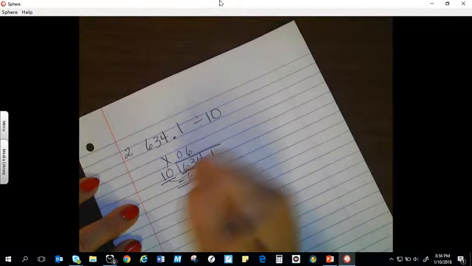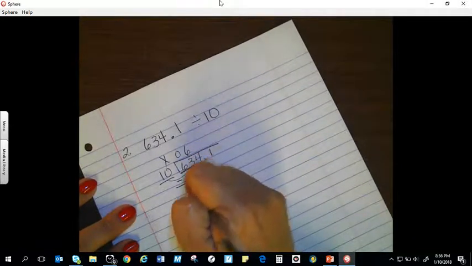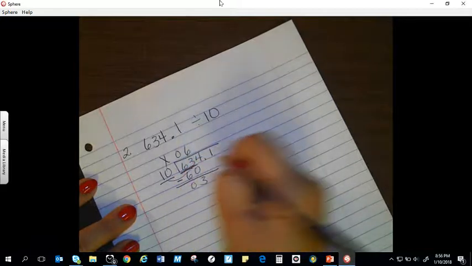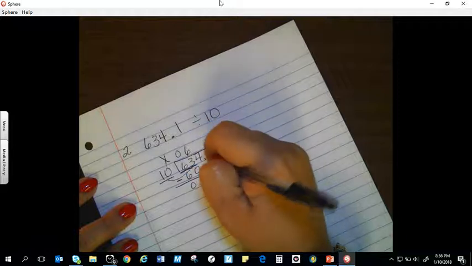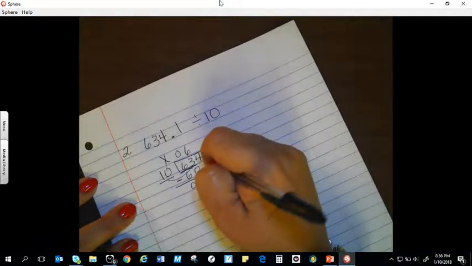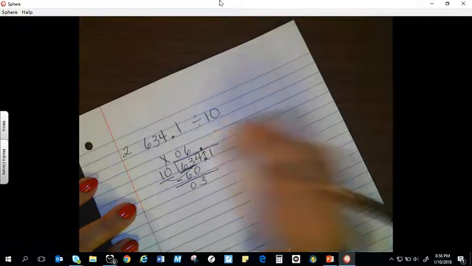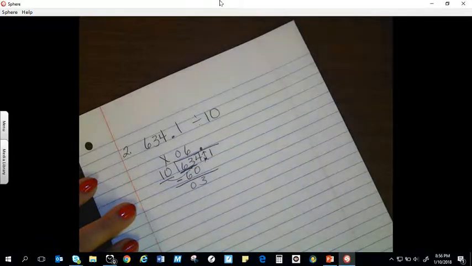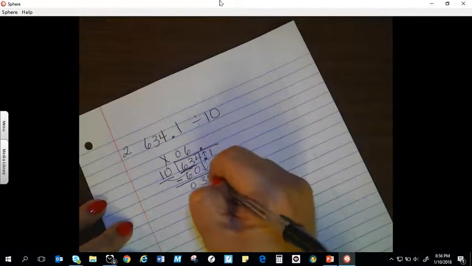I'll subtract out because I need to reduce my dividend. So 3 minus 0 is 3. 6 minus 6 is 0. Now I'm finished with this one. I'm now here. Up again, I'm going to bring up my decimal there. I'm going to forget about it because I've already moved it up. And I'm going to bring down this 4.